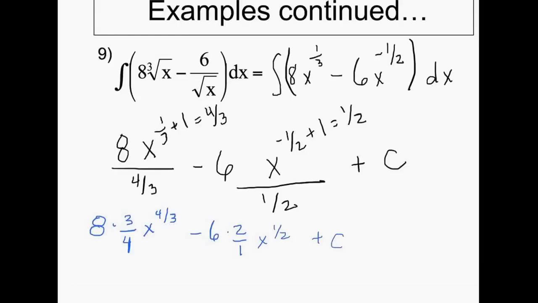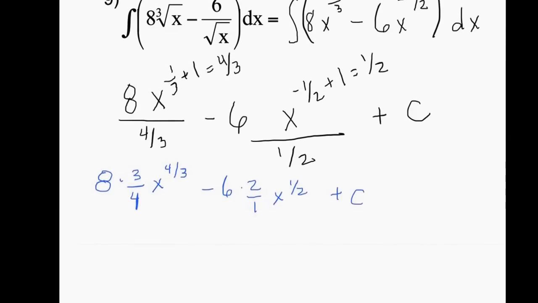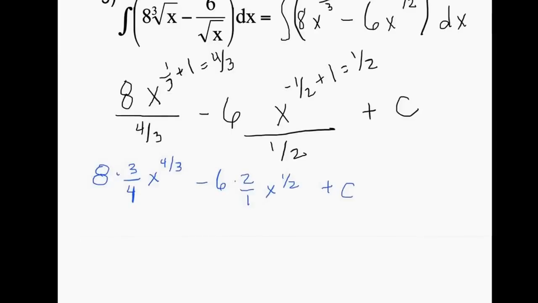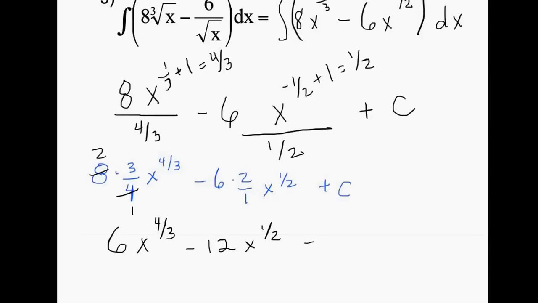And then as I continue this, just a little bit of rewrite here, make it a little bit simpler to look at. And again, 4 and 8 will reduce. So 2 times 3 would give me 6x to the 4/3 power. Here, minus 12, 6 times 2 is 12, x to the 1/2 power plus c. So again, just the idea of working with those fractions and making sure that you understand what's happening there.